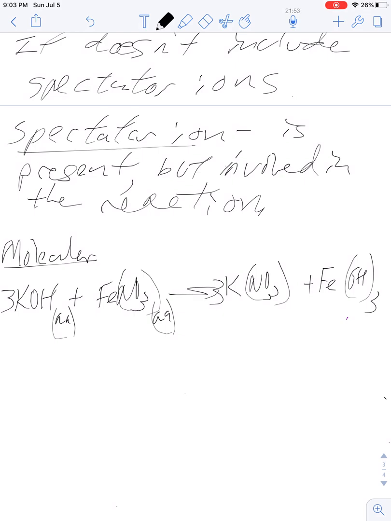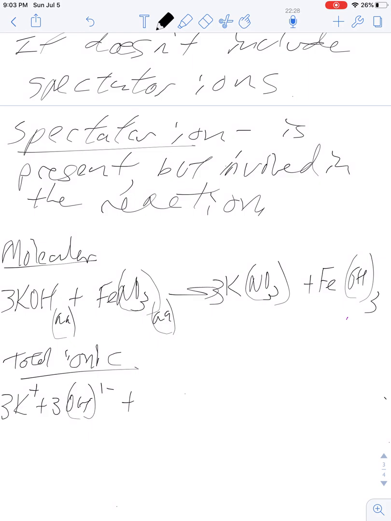Will they break apart? Well, potassium hydroxide is a strong base, and we know that all strong bases break apart. So this is where we are going to do the total ionic. The potassium hydroxide breaks apart because we memorized the strong bases, and all alkali hydroxides are strong bases.